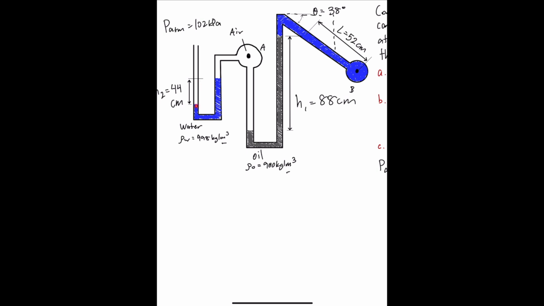And then we're given dimensions. We're told water is in this section, air is in this section, oil is in this section, and then water is in this section here. And this section has a bend in the pipe at 30 degrees from the horizontal.